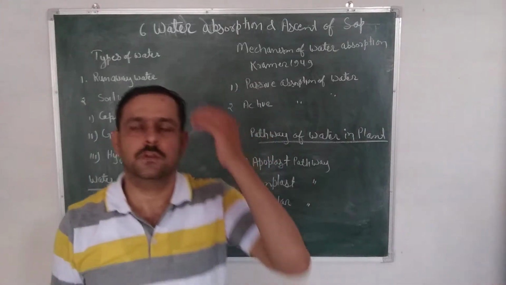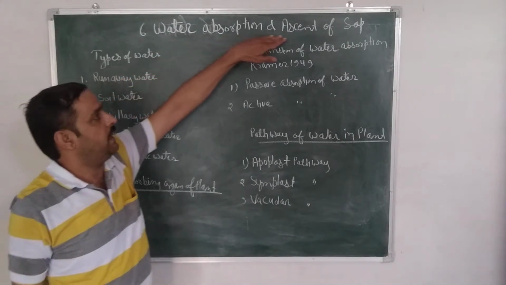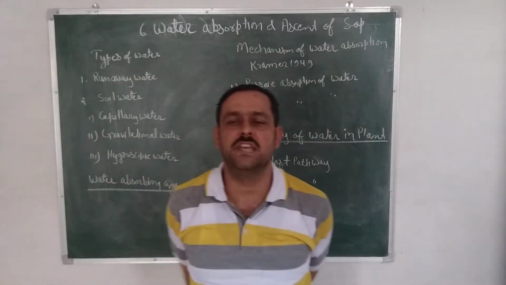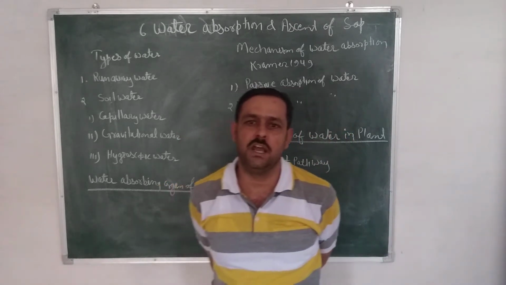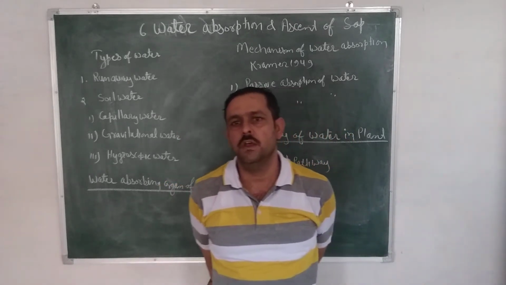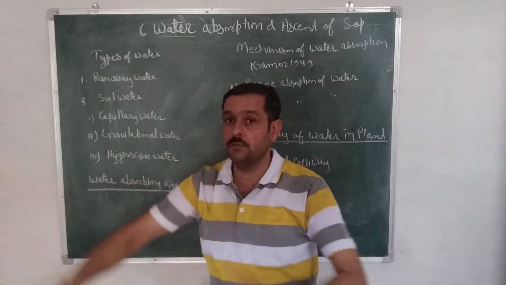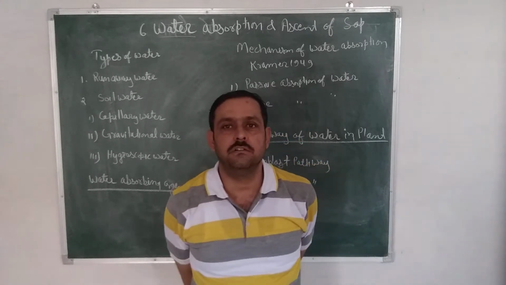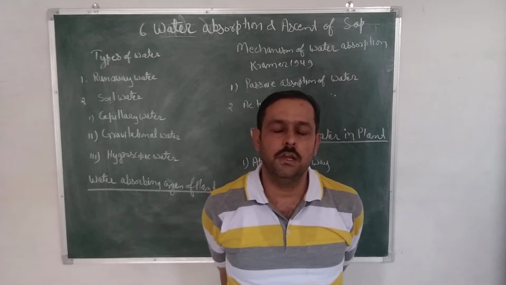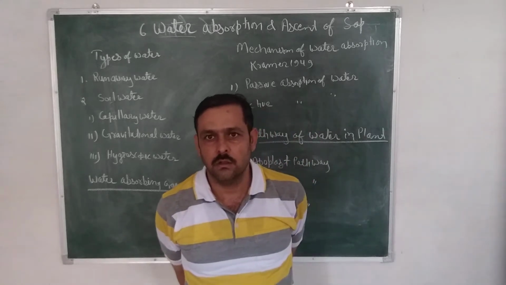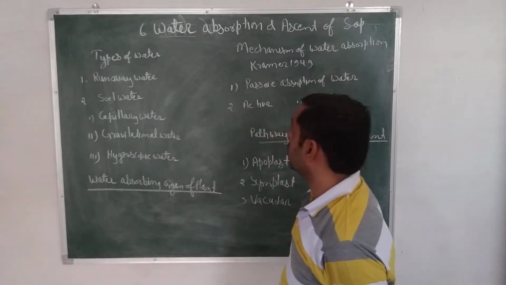Good morning, students. Today's topic is water absorption and ascent of sap. This is the second chapter of physiology and the sixth chapter of our book: water absorption and ascent of sap in plants. Water, as you know, we studied in plant water relations. Water is one of the main components of the body of living beings. The properties of water we discussed in that chapter.